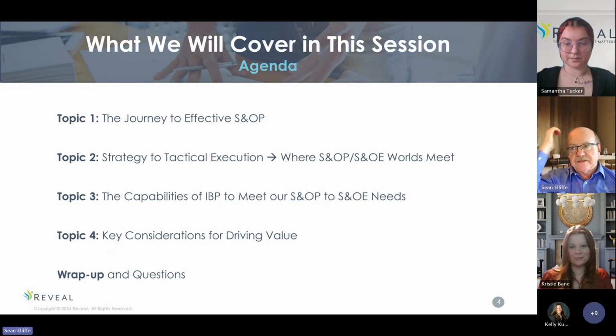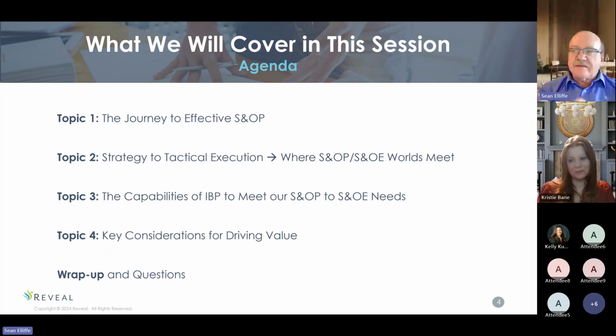We've got 4 topics that we're going to work through. The first talks about the journey towards effective S&OP. We'll then talk about these 2 worlds of S&OP and S&OE and how they come together, or collide, or don't meet, whatever the situation might be. We'll touch on some capabilities in and around IBP, and then some key considerations to drive value before we get to the wrap up and questions. And I'm sure there'll be a lot of that out there for us.